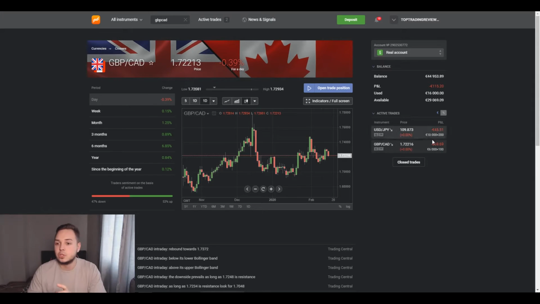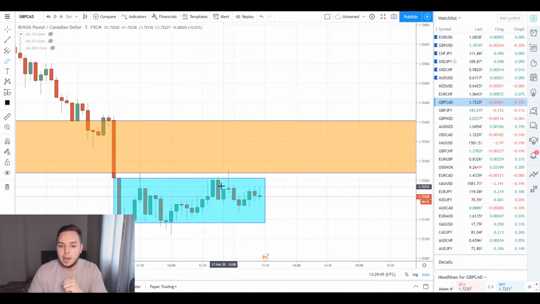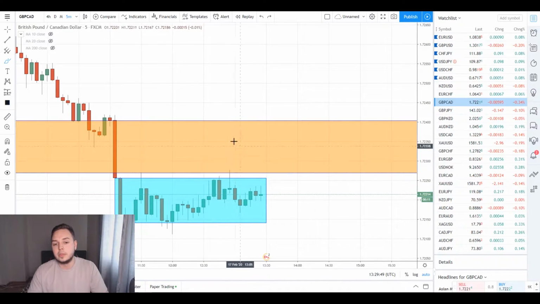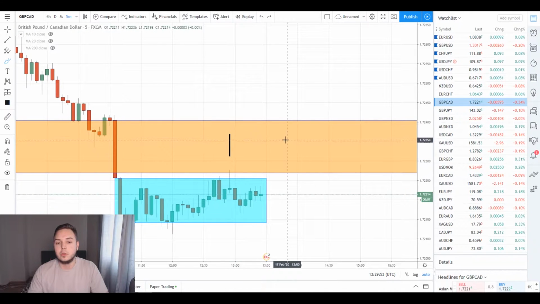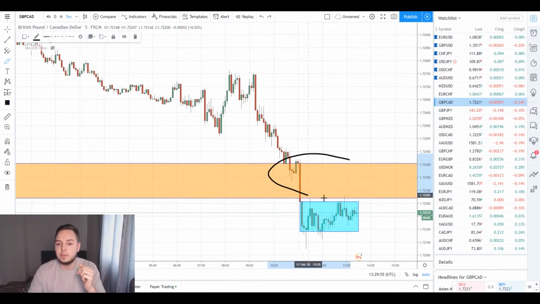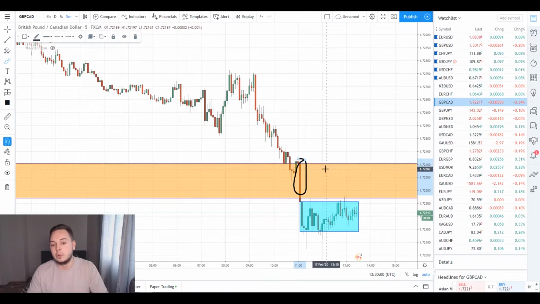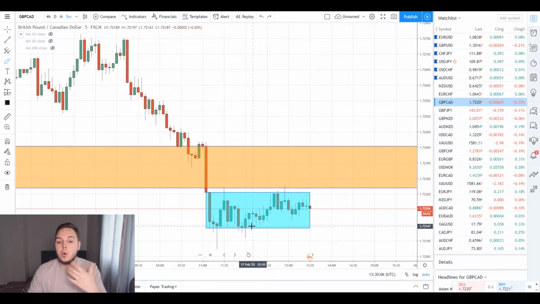So since we placed this trade, GBP CAD, as you can see over here, minus 69 euros currently. It's playing about, but we saw this bearish engulfing candle close. We know that the sellers are in the market, pushing the market down. We also know that this was the previous area of sensitivity over here, which was broken by this bearish engulfing candle as well.